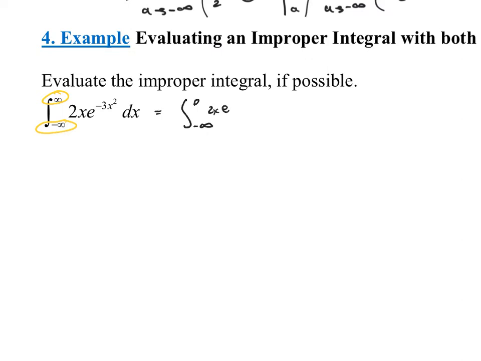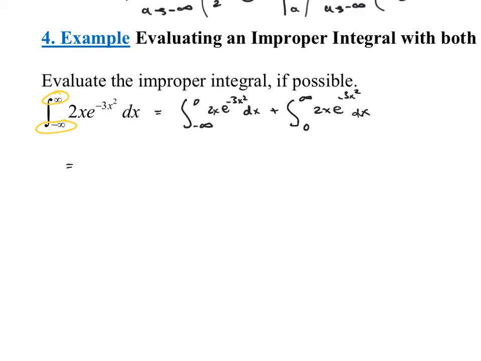That's any point I could have used, but I'm going to use 0 because I love plugging in zeros, plus the integral from 0 to infinity of 2x e to the negative 3x squared with respect to x. So I have one, I'm going to look at the first half of this, negative infinity to 0, and I'm going to look at the second half of this, 0 to infinity. Now each one of those, I have to treat it as an improper integral and rewrite it as a limit.